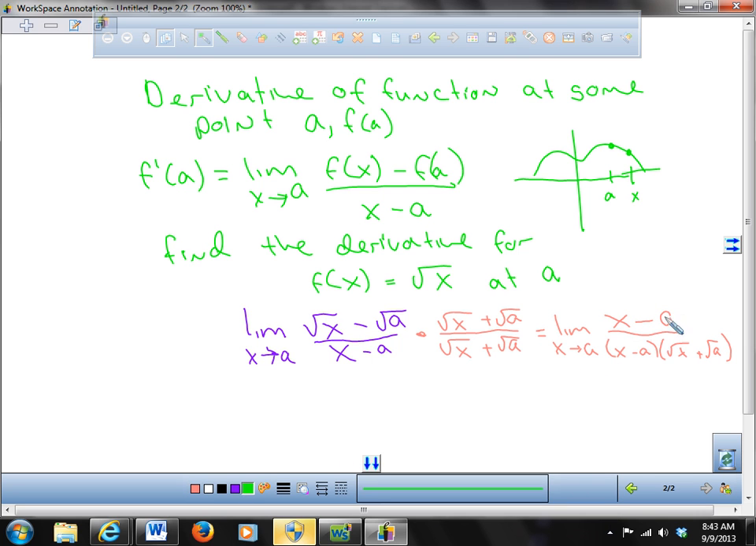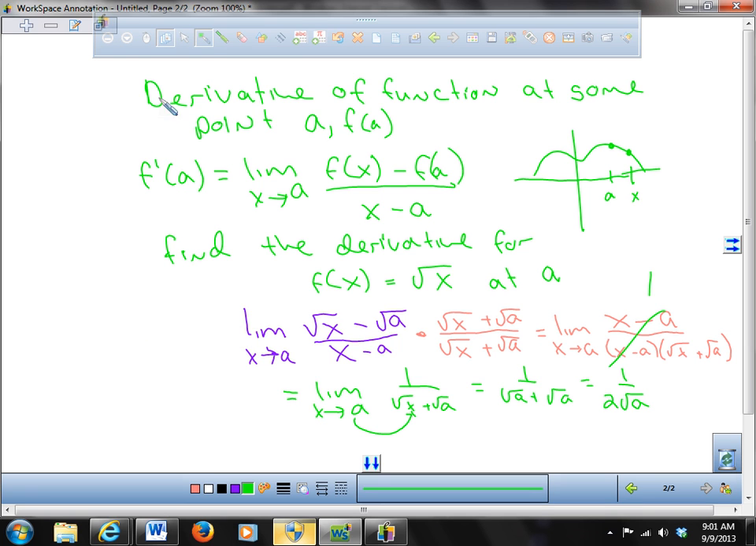I can cancel this out, and I get that this is equal to the limit as x goes to a of 1, there's a 1 there when I cancel, over root of x plus root of a. And now I can plug in a in here, and that's equal to 1 over root of a plus root of a, which is the same as writing 1 over 2 root of a. Okay? So why would that be useful?